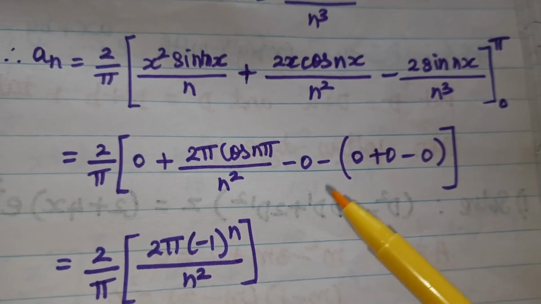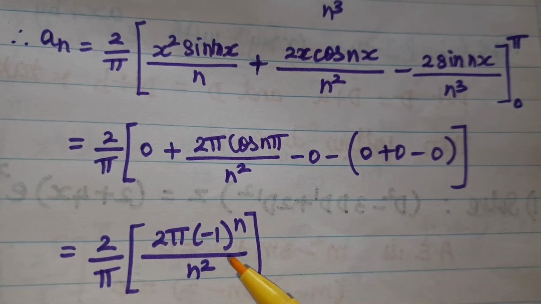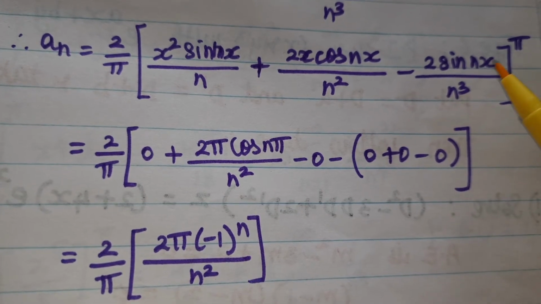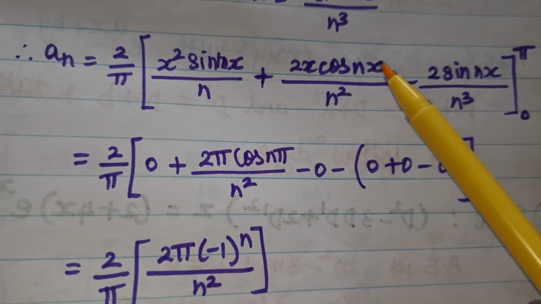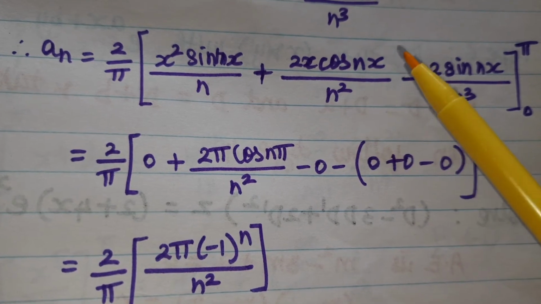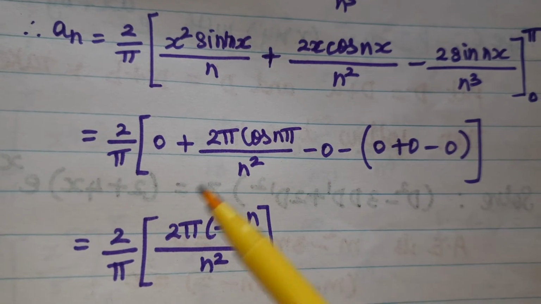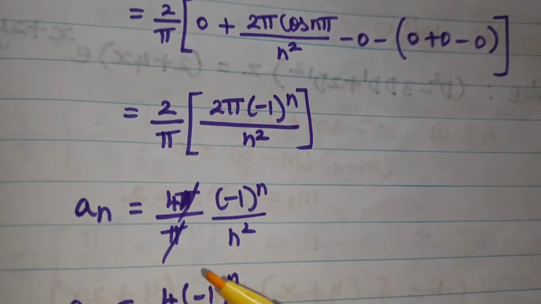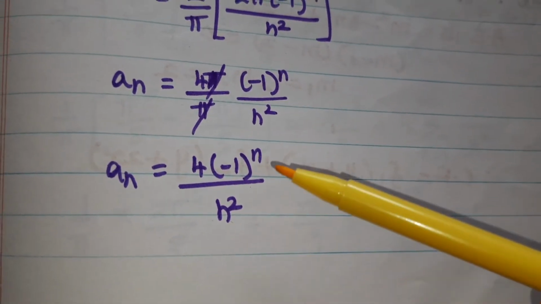So substitute pi and 0 here. sin n pi is 0, and cos n pi is minus 1 to the power n, and again sin n pi is 0. Then applying 0: sin 0 is 0, cos 0 is 1, but 2 into 0 is 0, therefore this term also becomes 0, and in this term sin 0 is 0, therefore only this term remains. Therefore 2 pi into cos n pi, which is minus 1 to the power n, divided by n square. And solving this, we get an equal to 4 into minus 1 to the power n divided by n square.